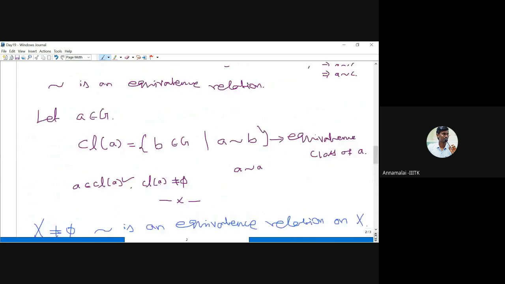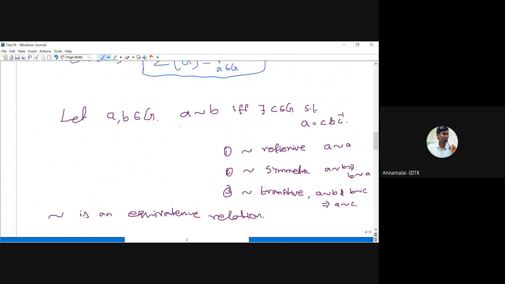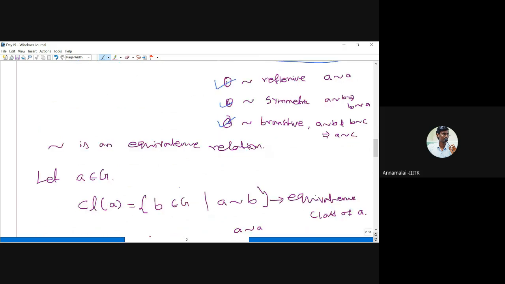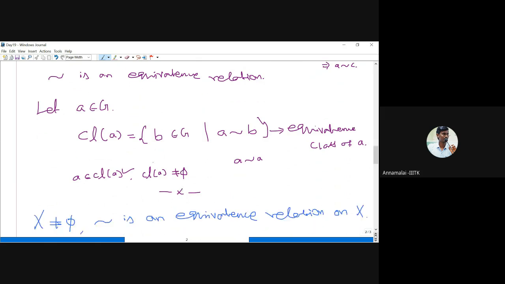Now here in our case, in the group G, this is our relation: a is related to b if and only if there exists some c such that a equals c b c inverse. This relation satisfies reflexive, transitive, and symmetry, so it is an equivalence relation. Once we have an equivalence relation, we have an equivalence class for each element. If we pick one element a in G, the equivalence class of a, or box a, or CL of a, is the collection of elements which are related to a, with a fixed. This set is called the equivalence class of a.